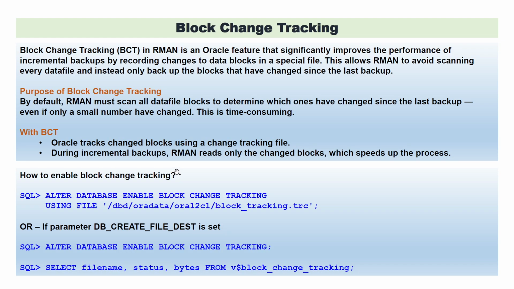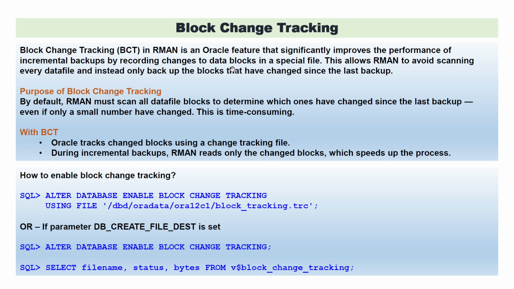Let's understand block change tracking. Remember, I mentioned that when you take incremental backups, you should enable block change tracking. So what is block change tracking in RMAN? Block change tracking in RMAN is an Oracle feature that significantly improves the performance of incremental backups by recording changes to data blocks in a special file.